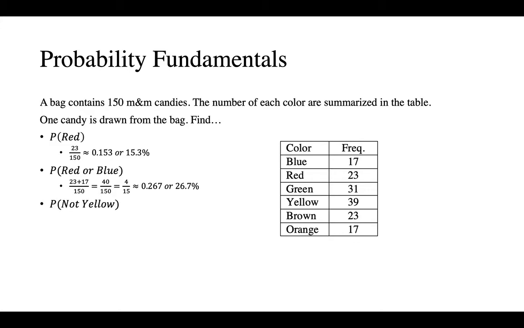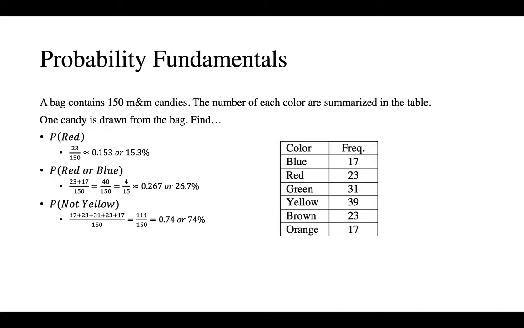And then another event would be, what's the probability that we got something that's not yellow? All right, so I want to show you two ways to do this. First of all, we could calculate the probability that the candy I drew is not yellow. So that means it was either blue, red, green, orange, or brown, right? And the probability of that happening is just adding up all those events. So 17, 23, 31, 23, and 17 out of 150. So that gives me 111 candies that are not yellow out of 150, and that's 74%.